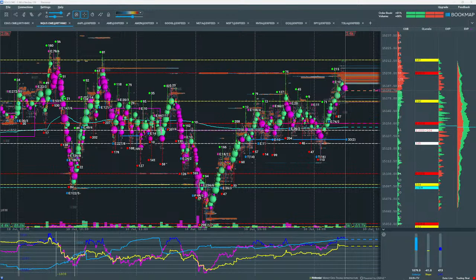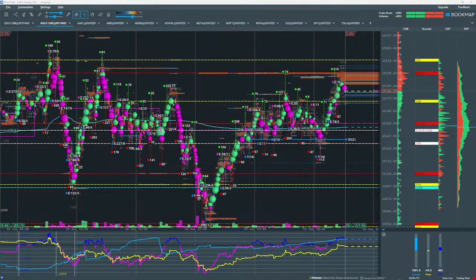SpotGamma started making a web version of Hero, and then at a certain point, I think it might have been the end of last year, they just discontinued the Bookmap version of Hero. So it's no longer a Bookmap add-on, and they've enhanced the features and usefulness of Hero pretty substantially. This web-based version of Hero is much better than the Bookmap version of Hero ever was.